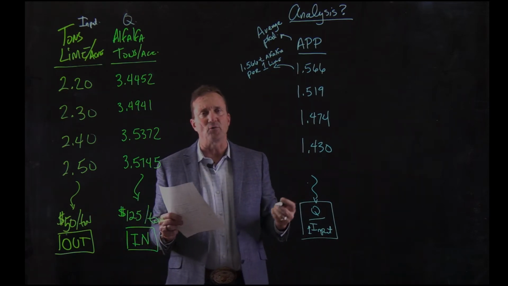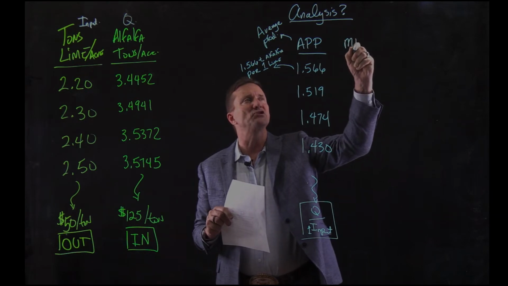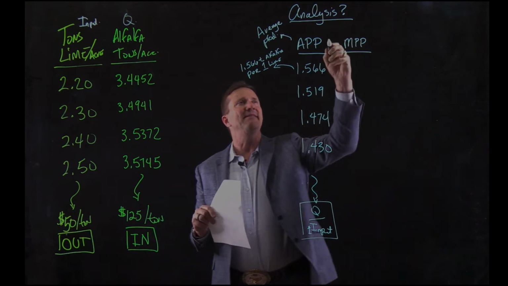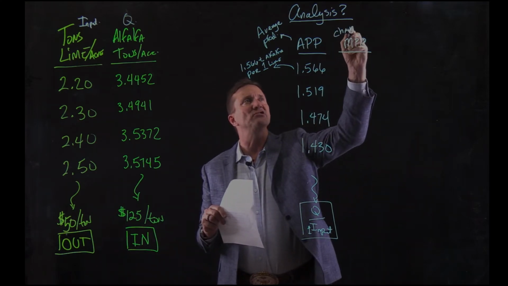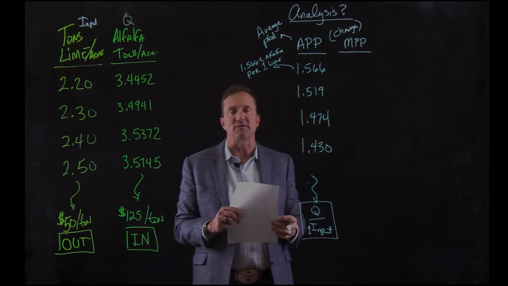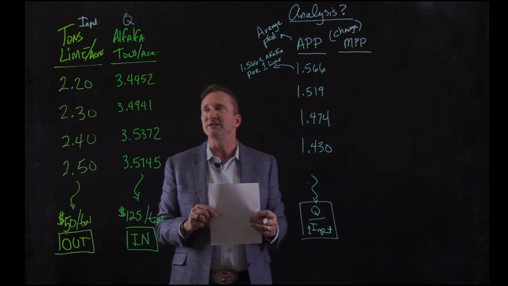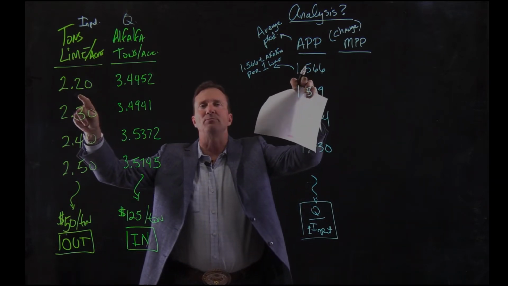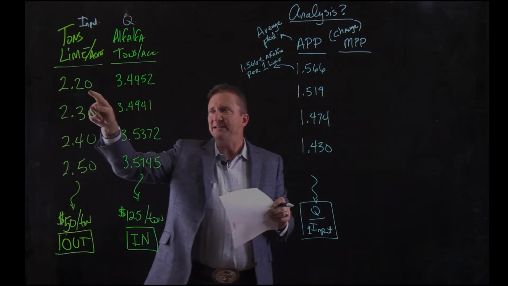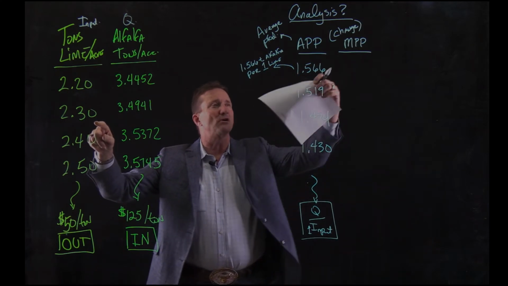Now, what's another way to analyze our work? And this is called marginal physical product. It's called MPP, and this measures the change. In fact, the change and marginal are the same words. So marginal, or change, is trying to look at, I already know the answer at 2.2. It's 1.566. But can I measure, is it worth going from 2.2 to 2.3? And that's what marginal does.